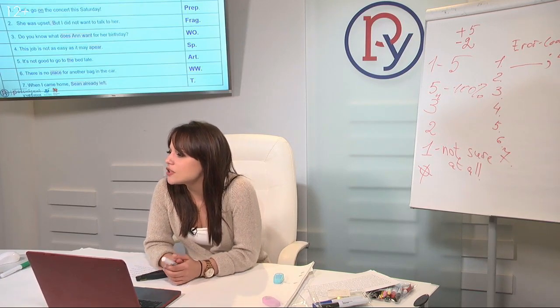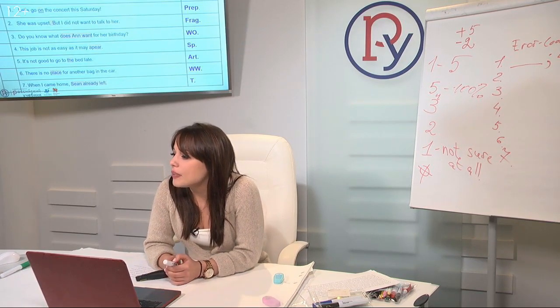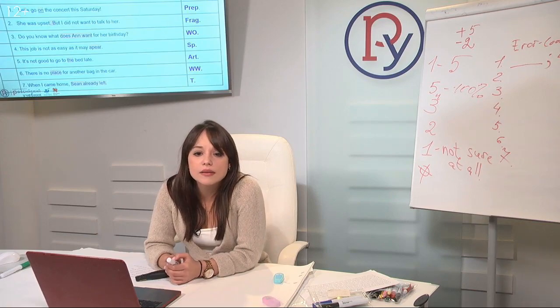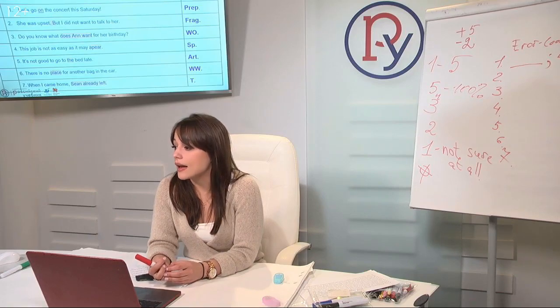So I have some questions here. Why appear in the fourth sentence? The job is not as easy as it may appear. Now you can use the verb to appear in the meaning to seem. This is one of the meanings of the verb to appear. This job is not as easy as it may seem, as it may appear. Yeah, so I think that is actually okay.